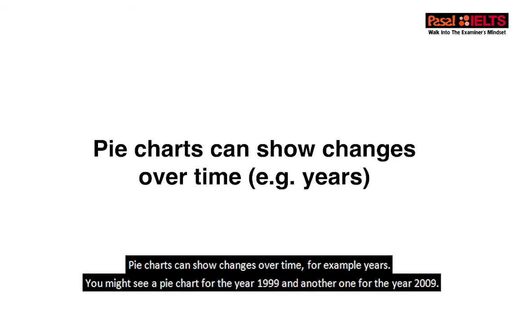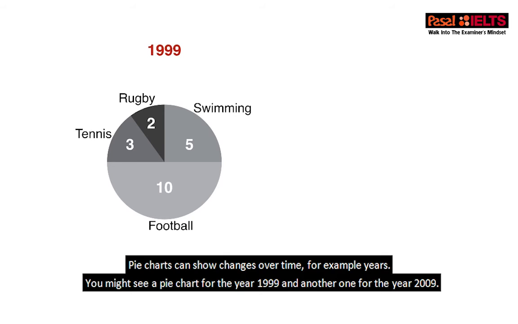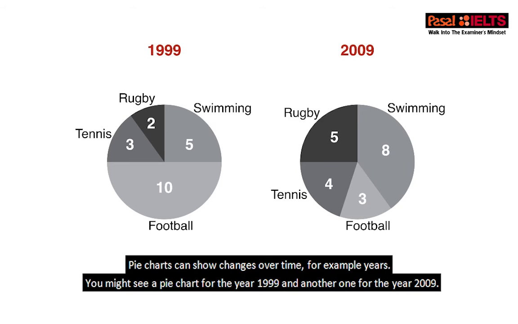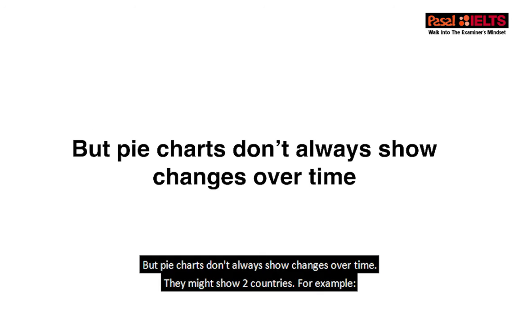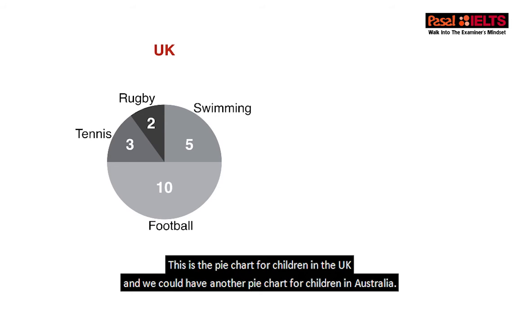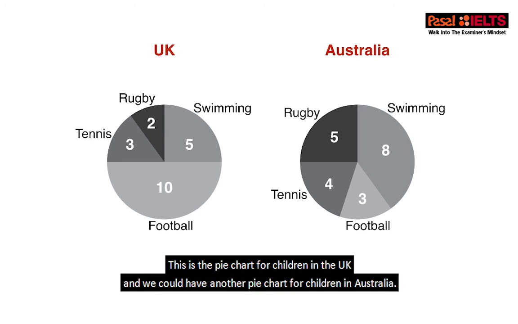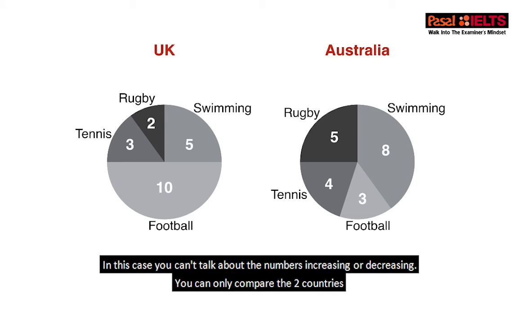Pie charts can show changes over time. For example, years. You might see a pie chart for the year 1999 and another one for the year 2009. The categories are the same, so we can talk about the numbers increasing or decreasing from the first year to the second year. But pie charts don't always show changes over time. They might show 2 countries. For example, this is the pie chart for children in the UK, and we could have another pie chart for children in Australia. In this case, you can't talk about the numbers increasing or decreasing. You can only compare the 2 countries.